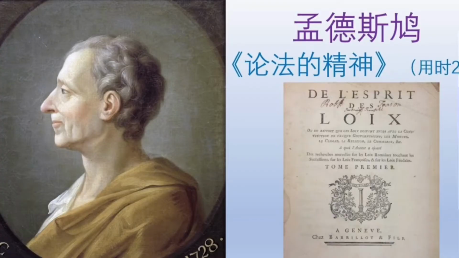Montesquieu is the founder of the Western legal system. In 1689, he was born in a French noble family. In 1748, his book, The Spirit of Laws, was published, stating that law is the embodiment of human reasoning, and he definitely put forward a power trinity: legislative, executive, and judicial.